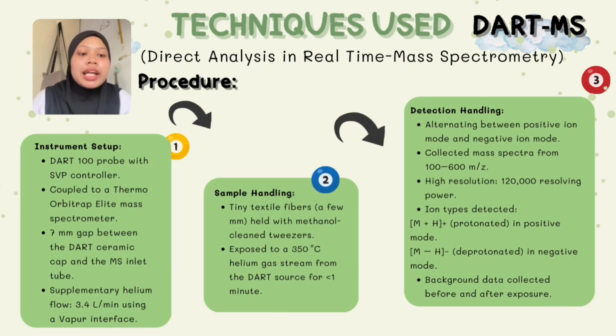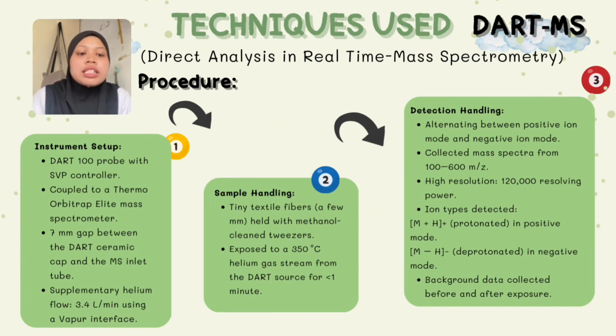Next, I'm going to talk about the techniques used in this investigation. First, they use DART-MS, which is direct analysis in real-time mass spectrometry. The procedure starts by setting up the DART-100 probe with the SVP controller and coupling it to a Thermo Orbitrap Elite mass spectrometer. Make sure the gap between the DART ceramic cap and the MS inlet tube is 7 mm. Supplementary helium flow is 3.4 liters per minute using a vapor interface.